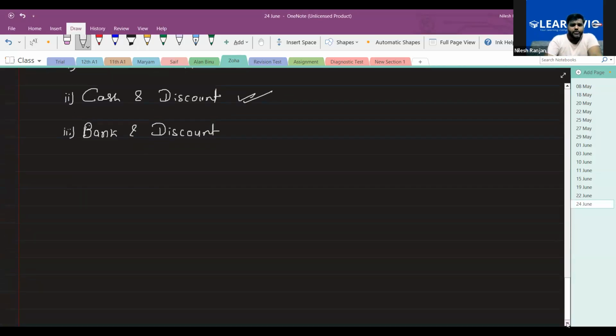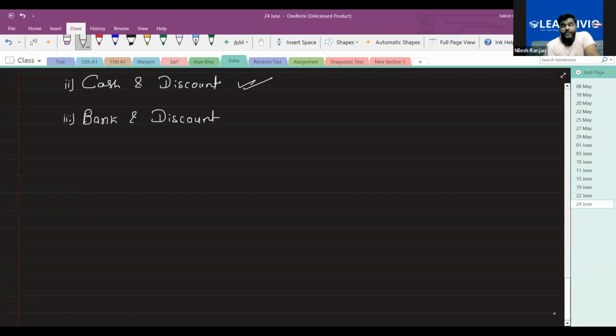First of all, you remember that there are two types of discount, trade discount and cash discount. Do you remember? Yeah, I remember. I know what trade discount is, but can you explain cash discount? Which one is recorded in the books? Do you remember that? The trade discount is recorded. No, not correct. Cash discount is recorded.